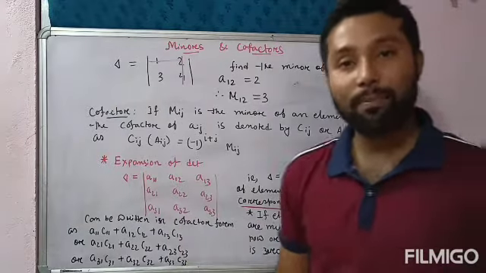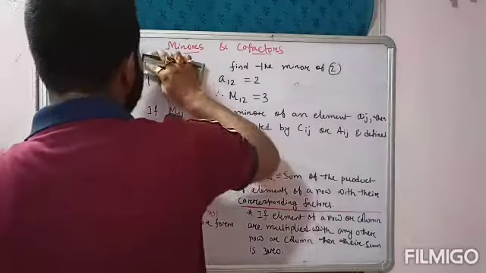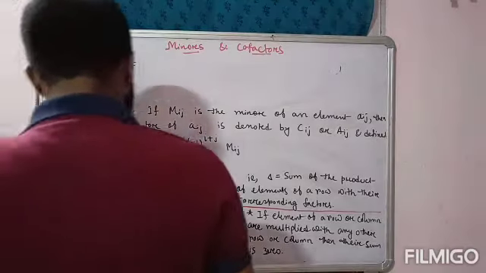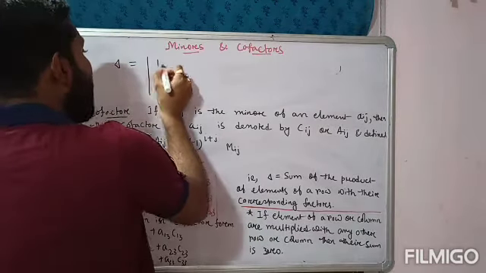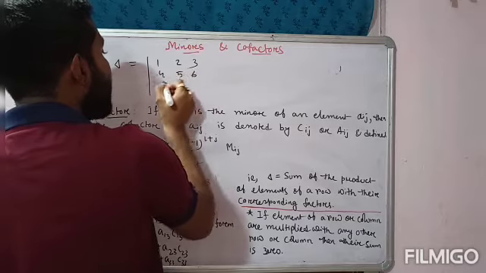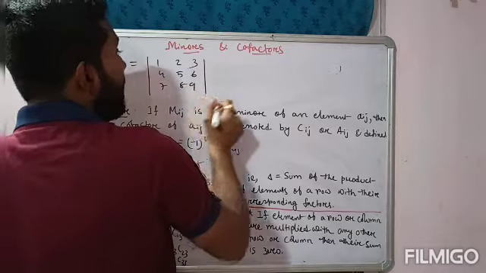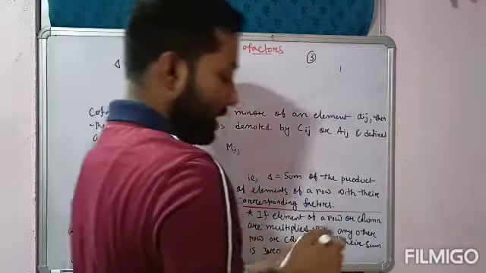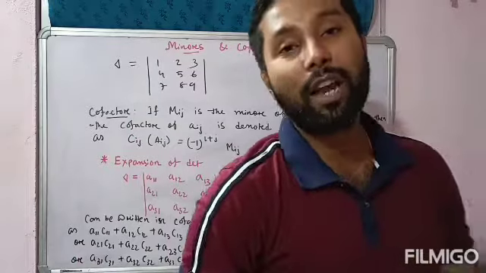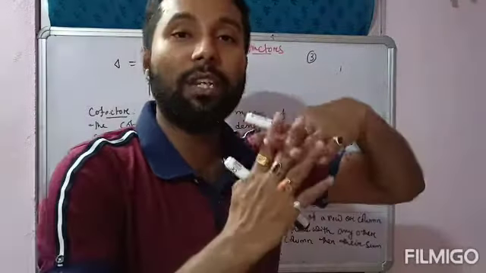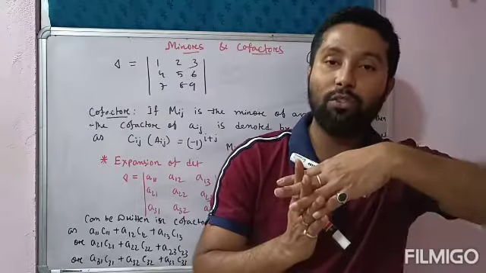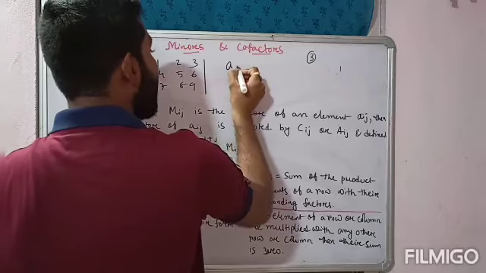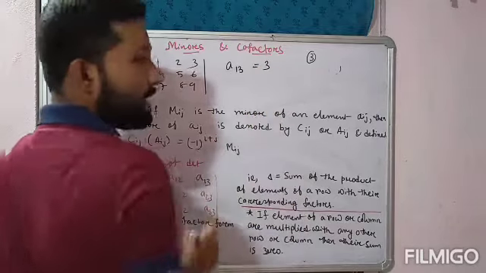Now what if we give an example of order 3? So let us take one more example of order 3. Say determinant delta is equal to 1, 2, 3, 4, 5, 6, 7, 8, 9. Find the minor of 3. To find the minor of an element, first of all, you have to check the position of that particular element. It is there in the first row and third column. So here we can write A13 is equal to 3.